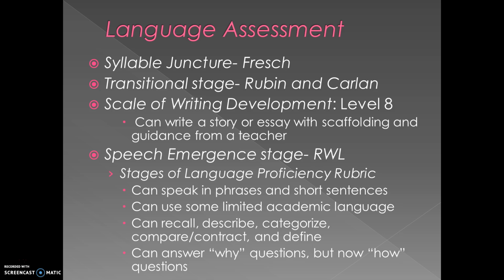She is in the speech emergence stage, according to the Stages of Language Proficiency rubric. She can speak in phrases and short sentences, but she struggles to speak fluently and has some pronunciation errors that impede her intelligibility. She can use some limited academic language, and she is currently learning more in my class. She is starting to develop higher order thinking skills in English, such as recalling, describing, categorizing, comparing and contrasting, and defining. And she can answer why questions, but not how questions so far in English.